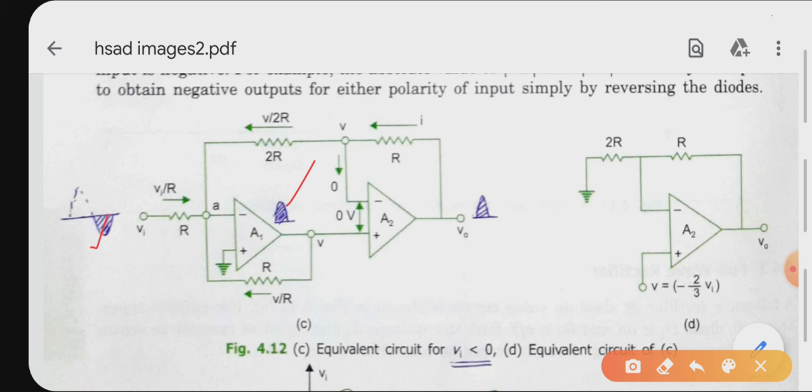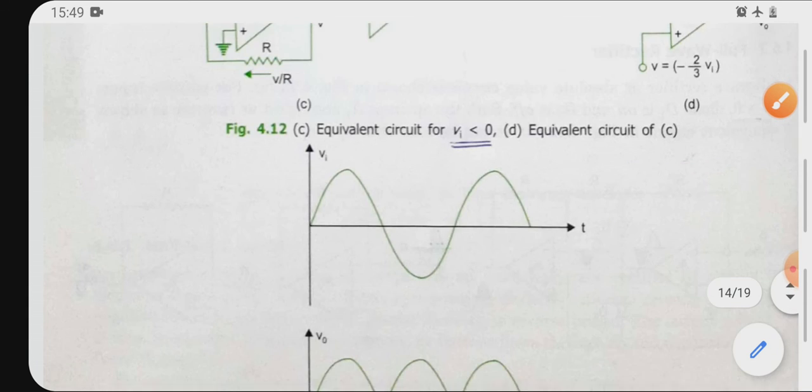As D2 becomes forward biased and D1 becomes reverse biased, the combination of two resistors will be in series, and that positive half cycle will be applied to the non-inverting terminal of A2. We know that there will not be any inversion in A2, and finally you will get the positive half cycle as it is. Okay, so in the previous case also, for the positive half cycle you are getting positive, and in the second case, for the negative half cycle you are getting positive output.